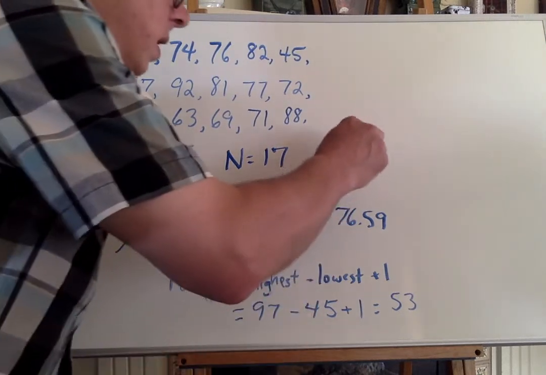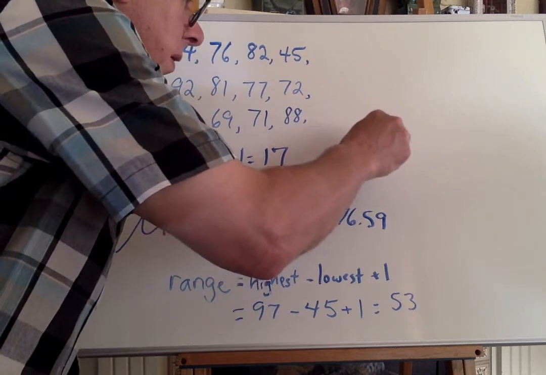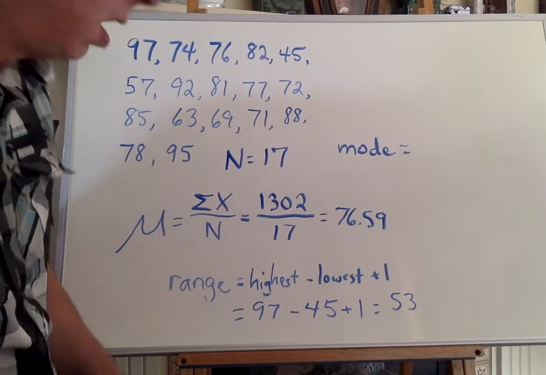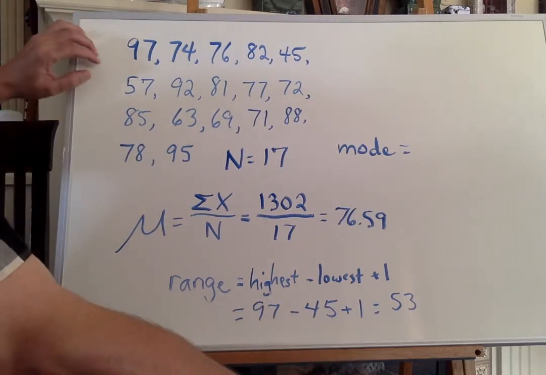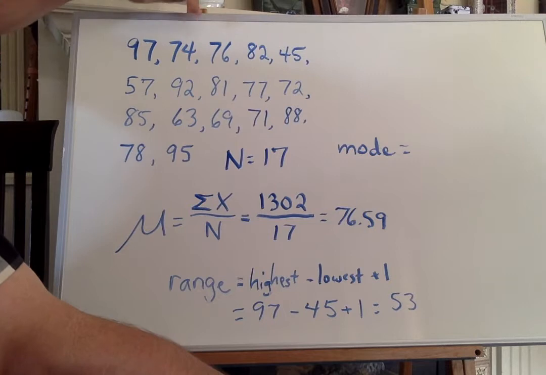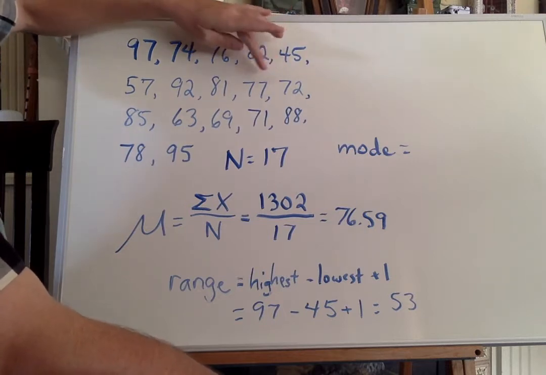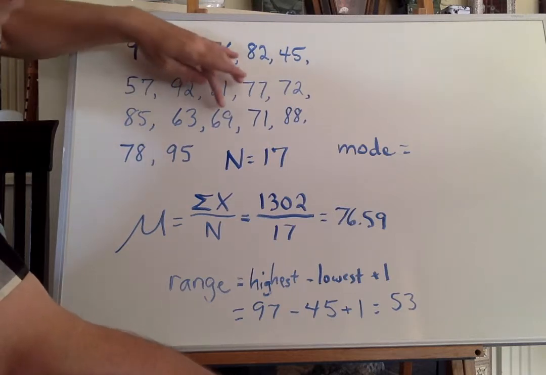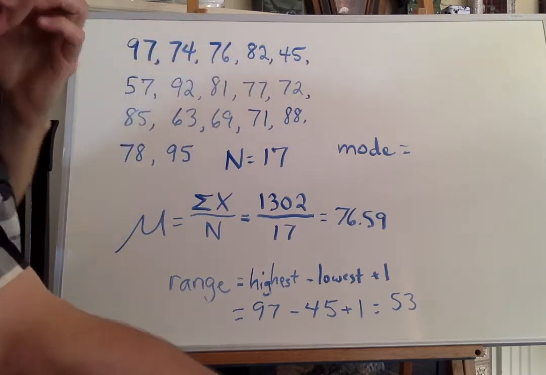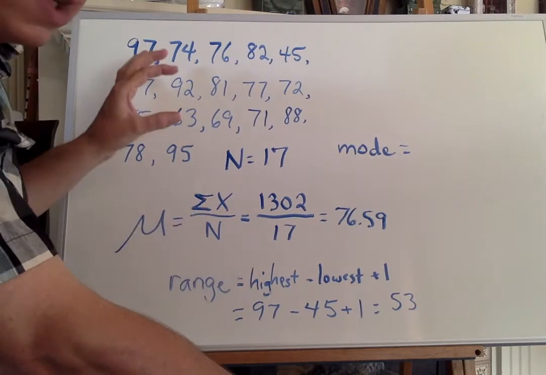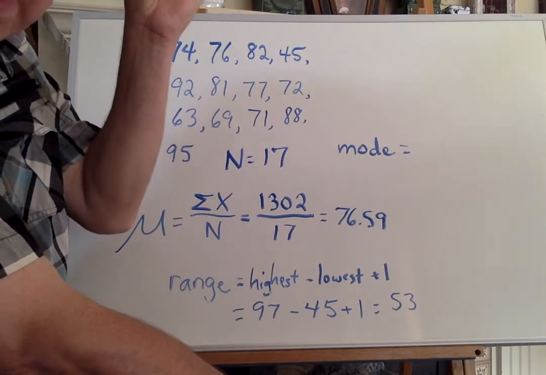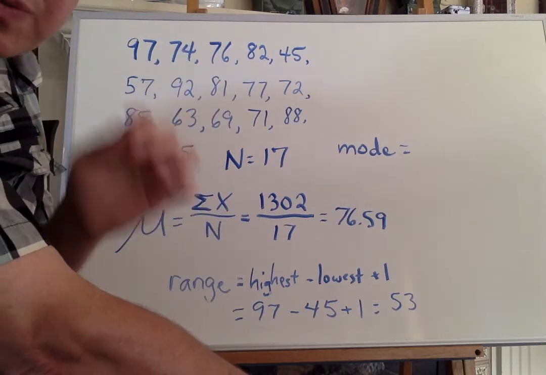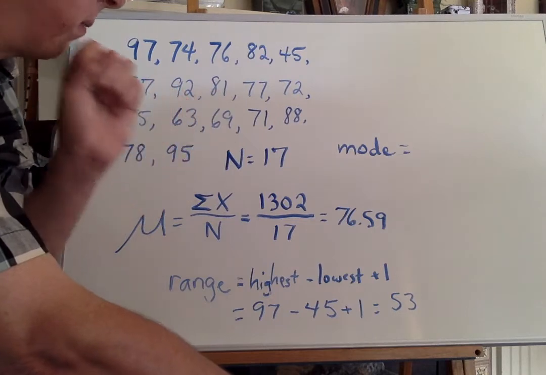What else? Let's get the mode. And the mode in this case is the most frequent score. So let's see what the most frequent score is. I'm looking through here. And in fact, I'll show you at some point how to do this on an Excel spreadsheet. You can put these numbers in and then sort them from highest to lowest, and it's easier to see duplicates or triplicates or quadruplicates or whatever.